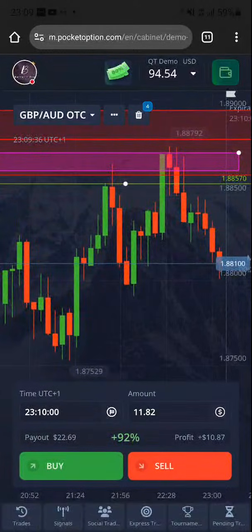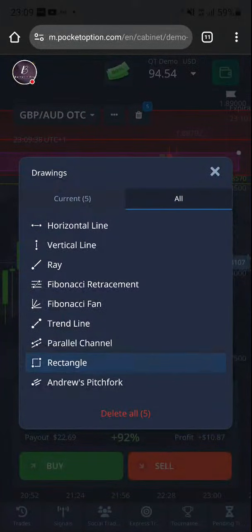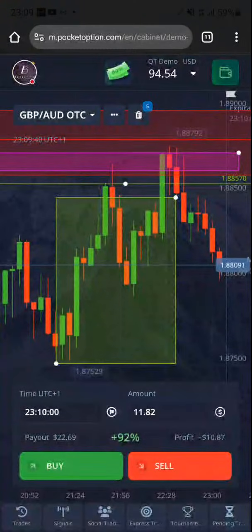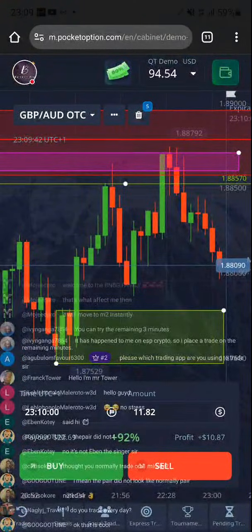We have a demand area down here. We may have an opportunity here if price comes down to this demand. But we'll mark it.